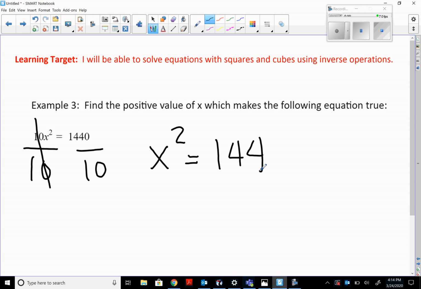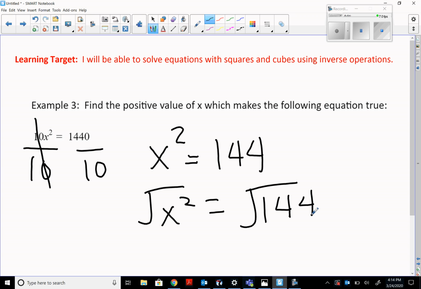Now I'm going to use the inverse operation of squaring a number, which is to take the square root. So when I take the square root on the left side, it cancels out. And when I take the square root on the right side, I'm finding the positive square root of 144, which is 12.